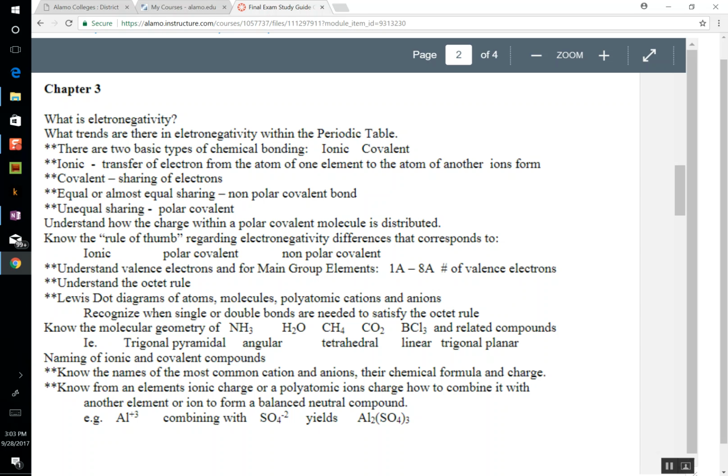Questions? I didn't go over all of this here, but I just wanted to tell you, you don't need to worry about geometry, and you don't need to worry about the Lewis dot structures of molecules and polyatomic ions. But naming, all of that.